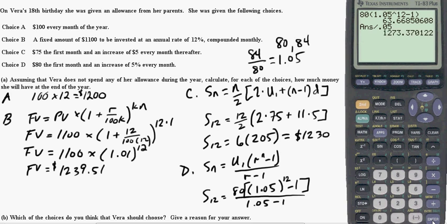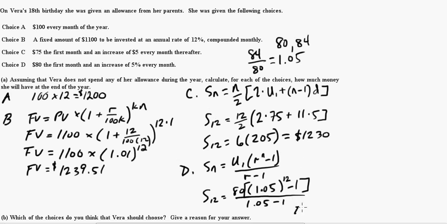And so it's going to be 1273.37. So 1273.37. So 1273.37. Okay.